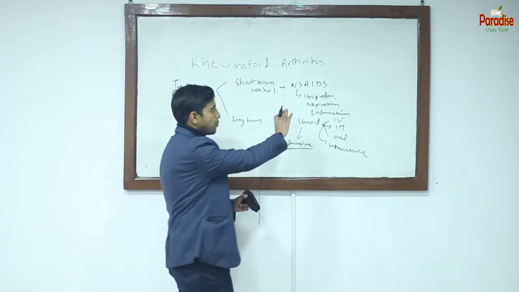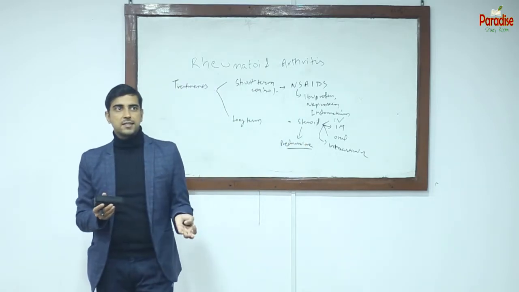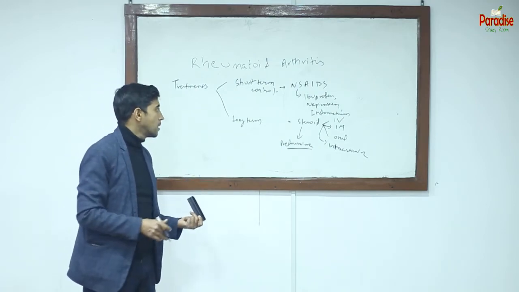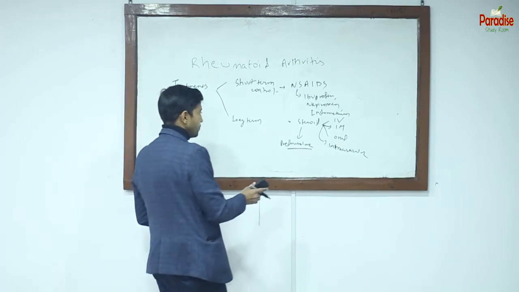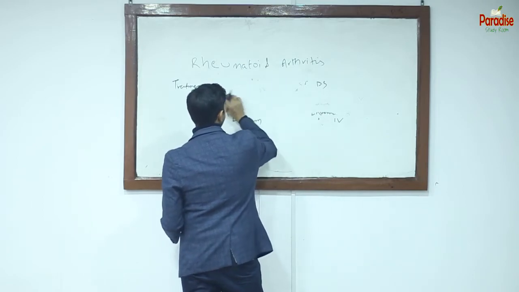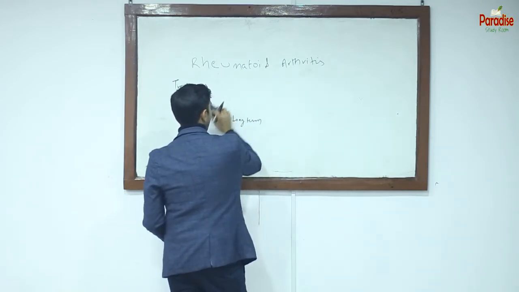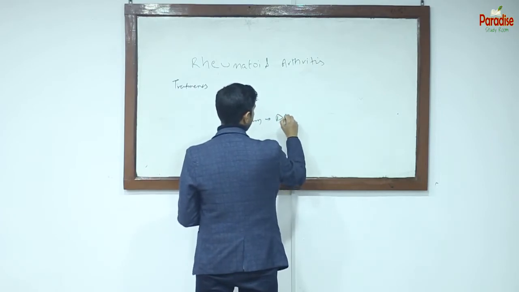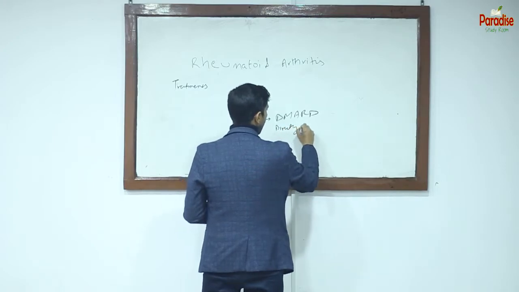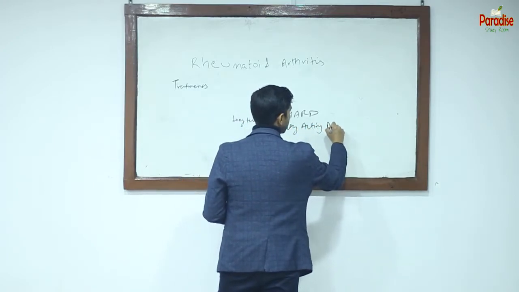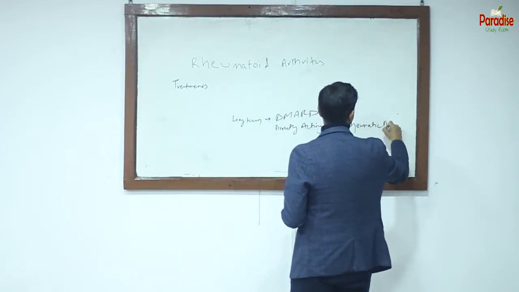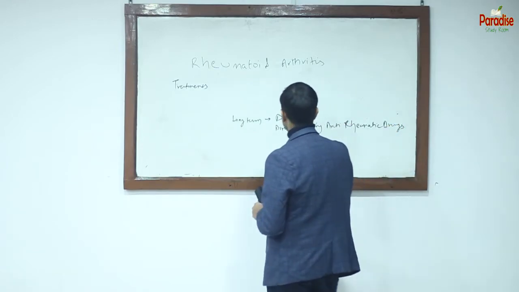So that is for the short-term control, because we cannot give NSAIDs for a long time, and neither can we give steroids for a long time because of their toxicities. However, we have to use treatment for the long-term control of rheumatoid arthritis, and they are known as DMARDs, that is, directly acting anti-rheumatic drugs.